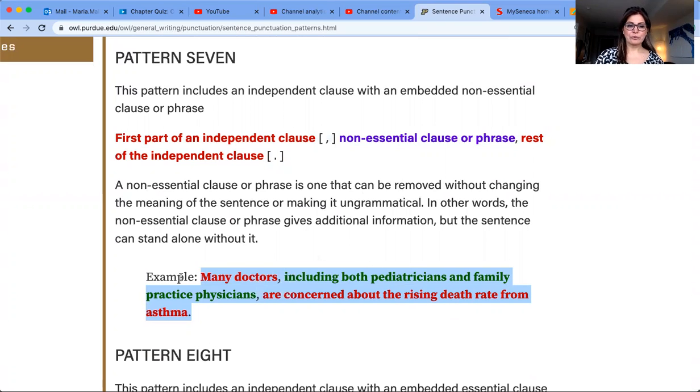You have one comma after "many doctors", not to confuse your audience. You're always focusing on the audience, the tone of your writing, and the purpose of your writing. And then you follow that with a comma before the end of your sentence, and then you end your sentence with a period.